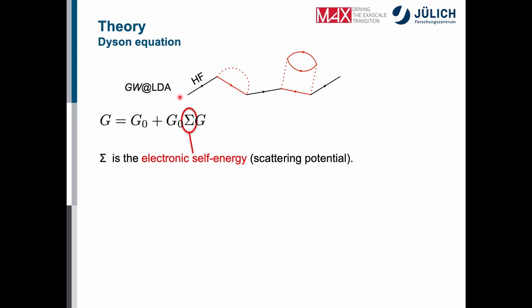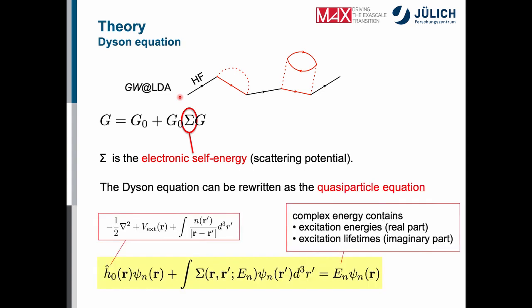In most GW codes, the Dyson equation is not solved directly. One instead employs a reformulation of the Dyson equation in the form of an effective single particle equation of motion, the quasi-particle equation. This is an exact reformulation. Now we are back with something that looks familiar. We have the kinetic energy again, the external potential, and the Hartree potential. Up to this point, the equation looks like the Kohn-Sham equation. The last term, however, looks different. It contains the self-energy and describes the exchange and correlation processes.